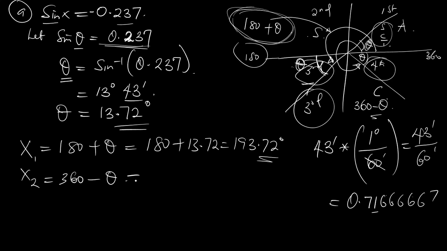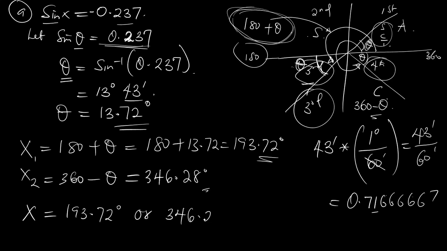So this will be equal to 360 minus 13.72. That will give us about 346.28 degrees. So these are the two angles. So now that means x is equal to 193.72 degrees or 346.28 degrees.